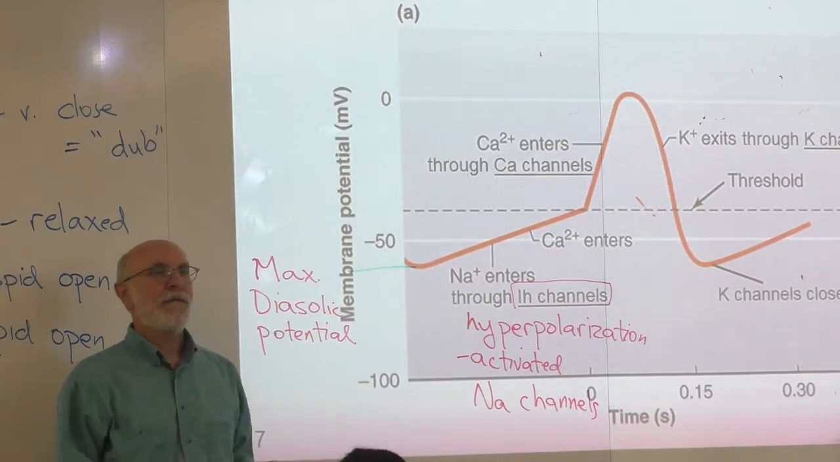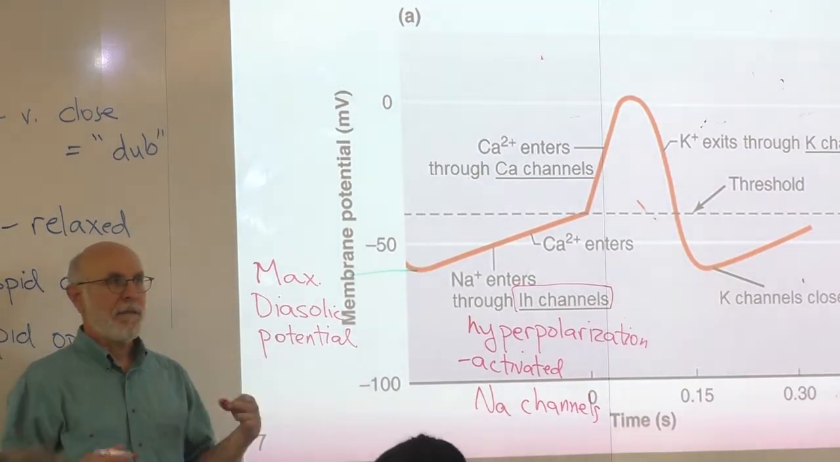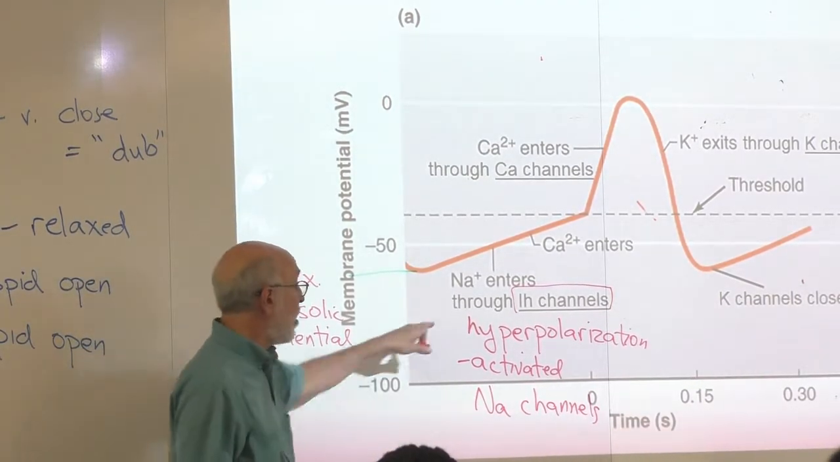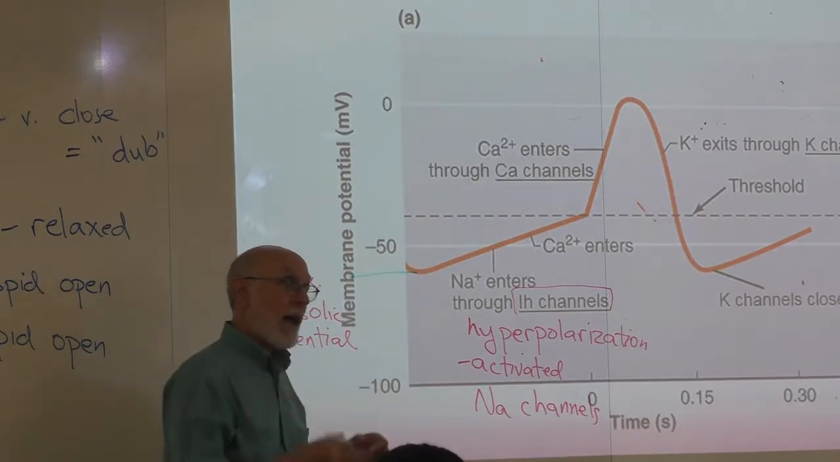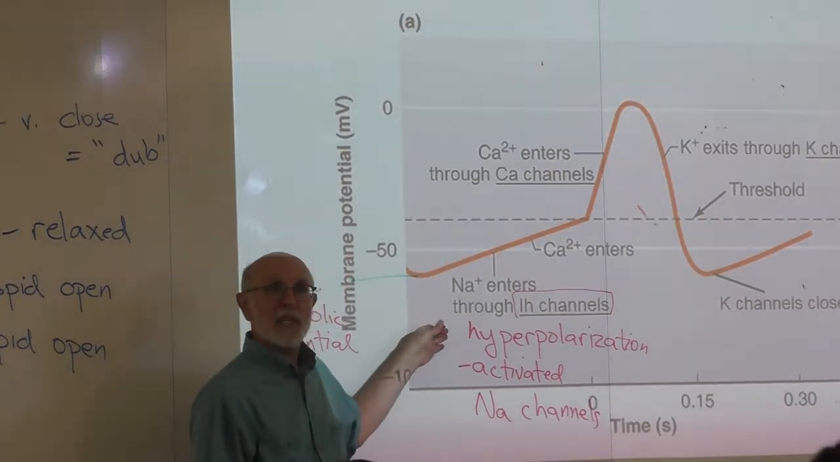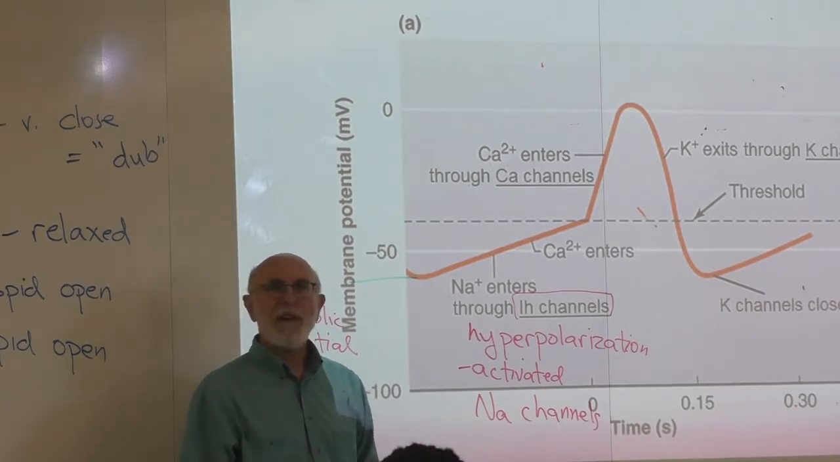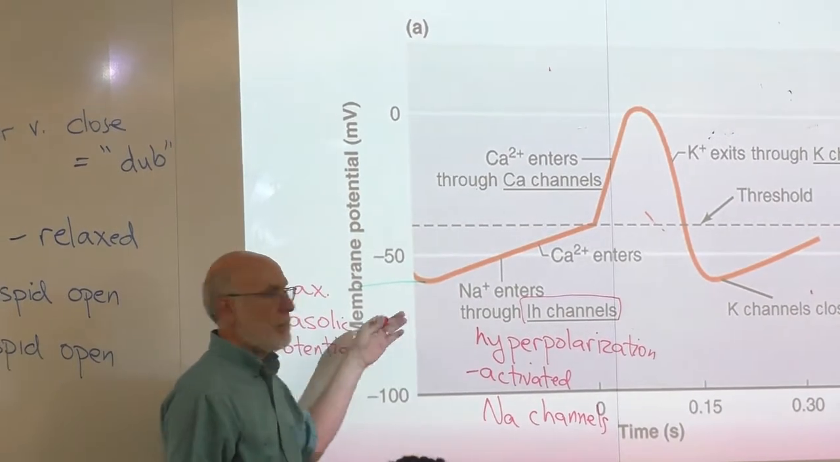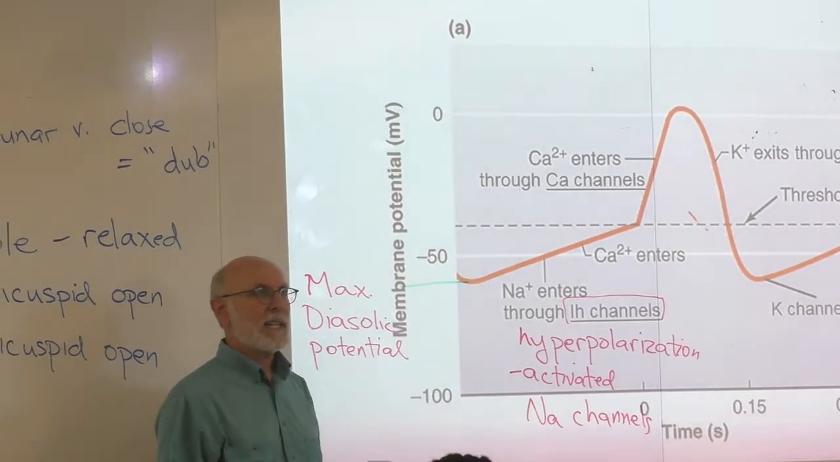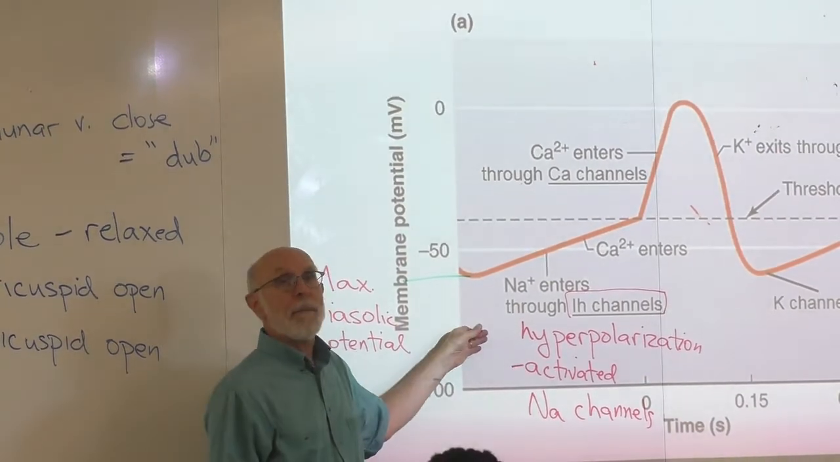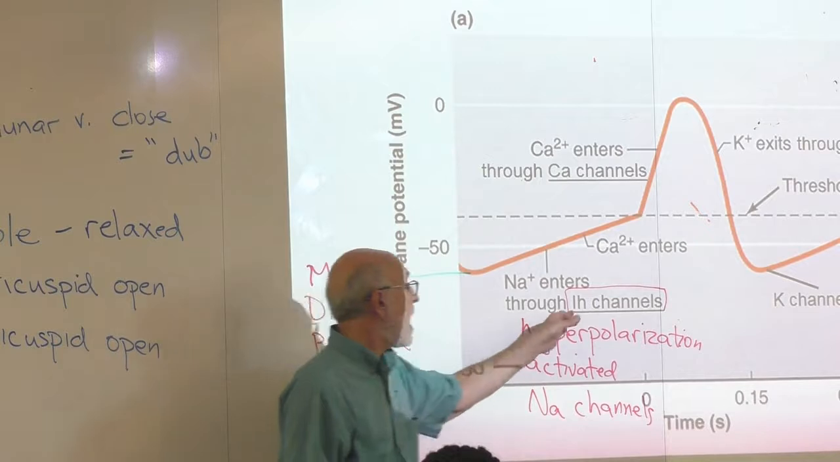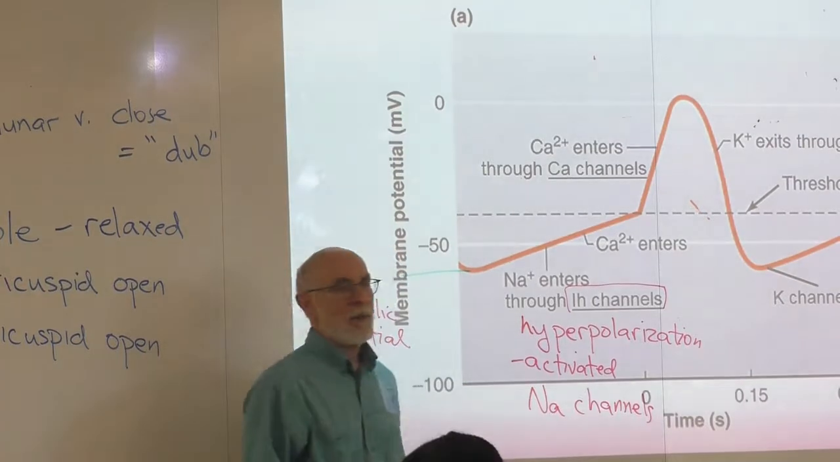F stood for funny. They aren't funny at all. They're weird because they are activated by hyperpolarization. So when they were first discovered, somebody said, that's funny, and they called them the funny channel. But it's not humorous, and it's not really that weird. They're activated by hyperpolarization. And so the better name is IH. If you use IF, I'm okay with it because your book does.